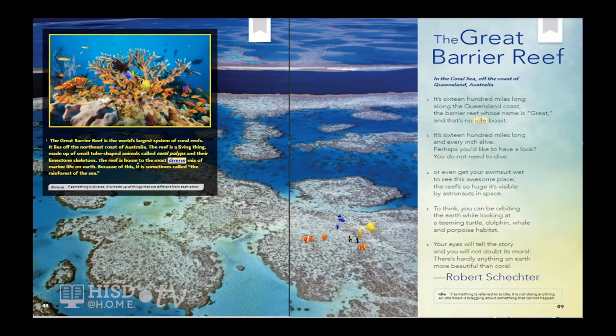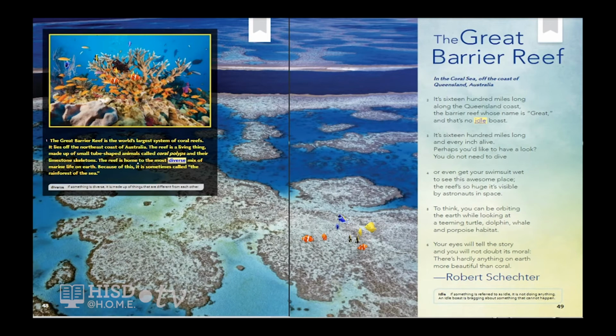The Great Barrier Reef is the world's largest system of coral reefs. It lies off the northeast coast of Australia. The reef is a living thing made up of small tube-shaped animals called coral polyps and their limestone skeletons. The reef is home to the most diverse mix of marine life on Earth. Because of this, it is sometimes called the rainforest of the sea.